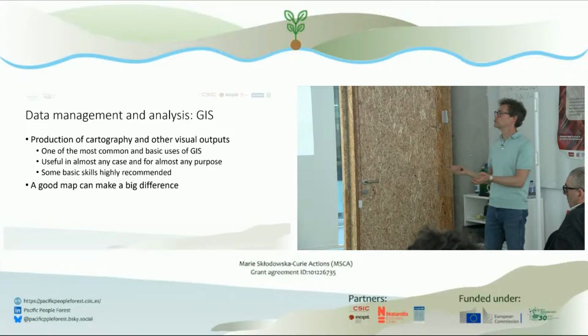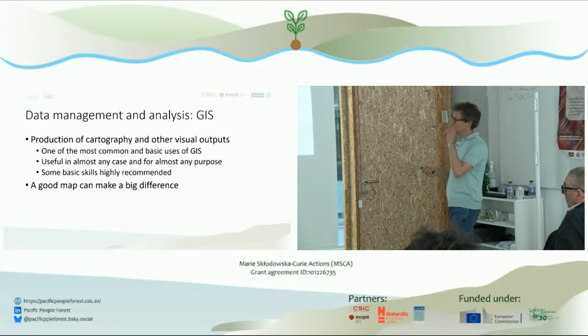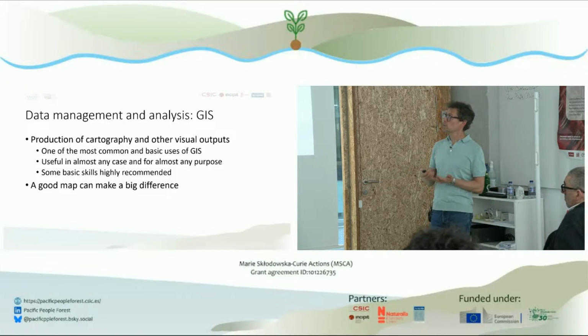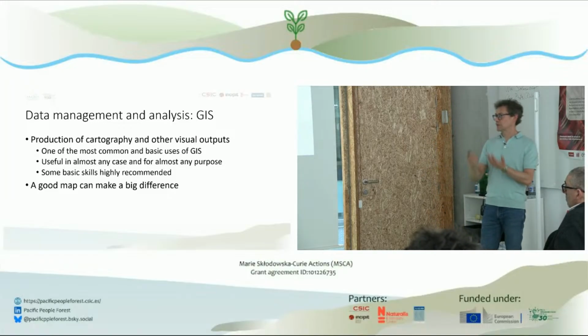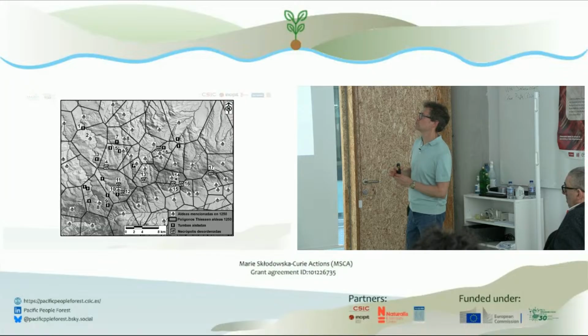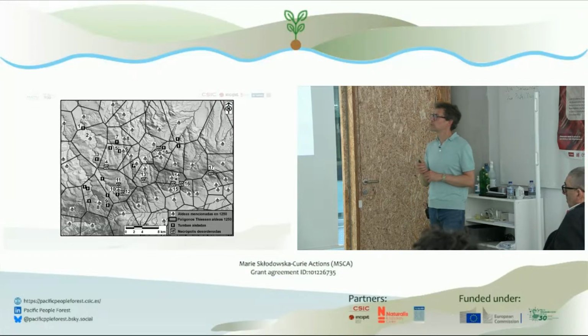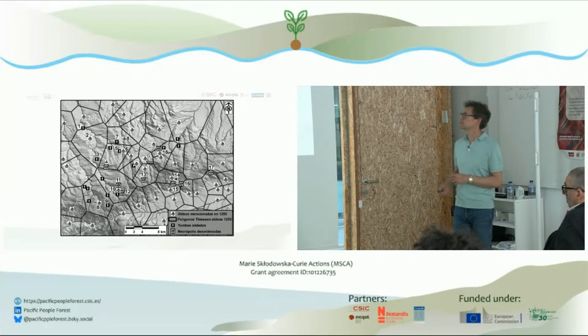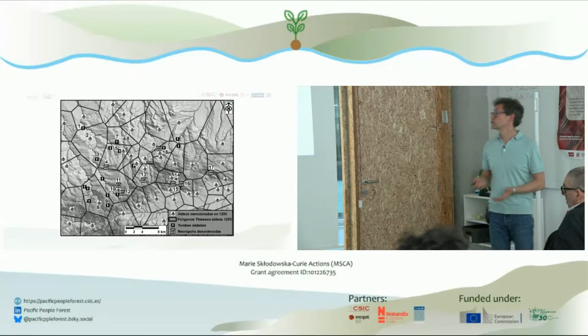I will just show you now a couple of examples in order just to make you aware of how important it is to reflect on how we produce a map, and the importance of producing good maps as an important part of the output of your research. I have just selected a few examples of maps that are especially bad for different reasons.